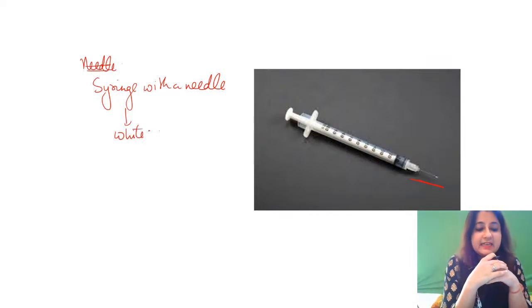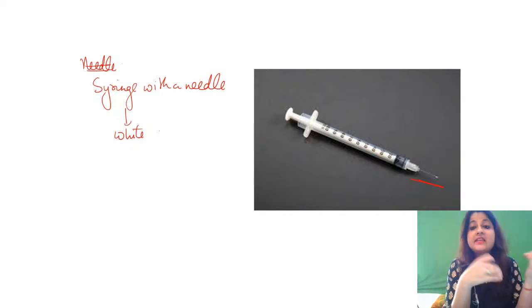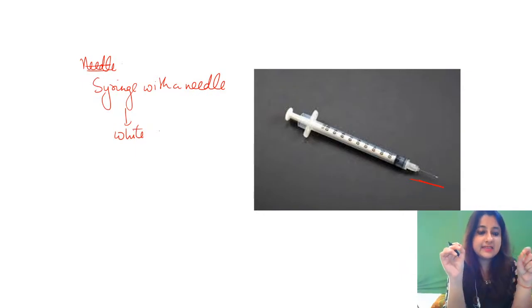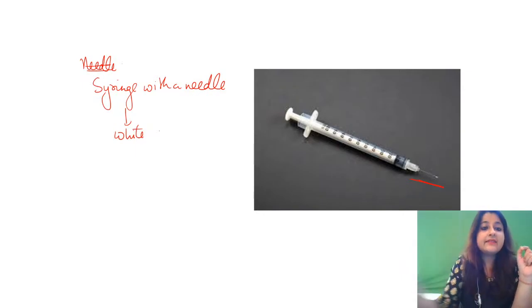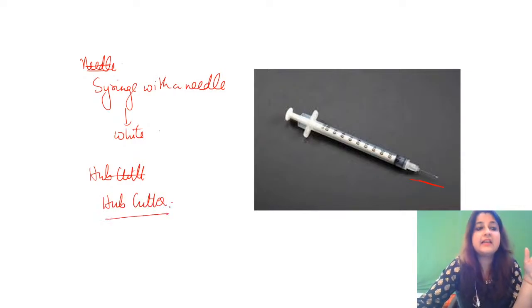But what is that instrument called which is used to cut this needle part? When you might have gone for getting your blood examinations done, we usually cut this needle part. So what is that called? That instrument is called a hub cutter. Hub cutter kya karta hai? It is used to cut the needle part of it.